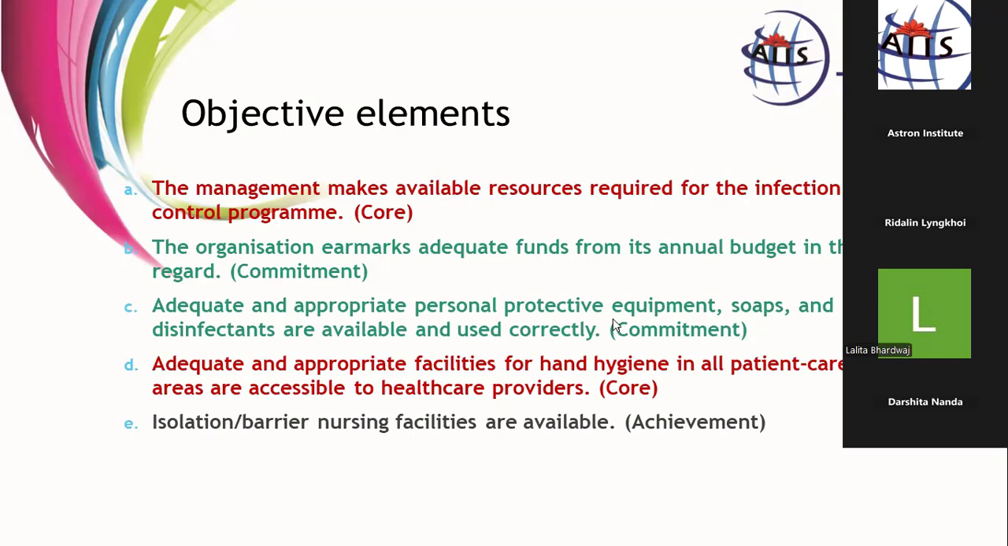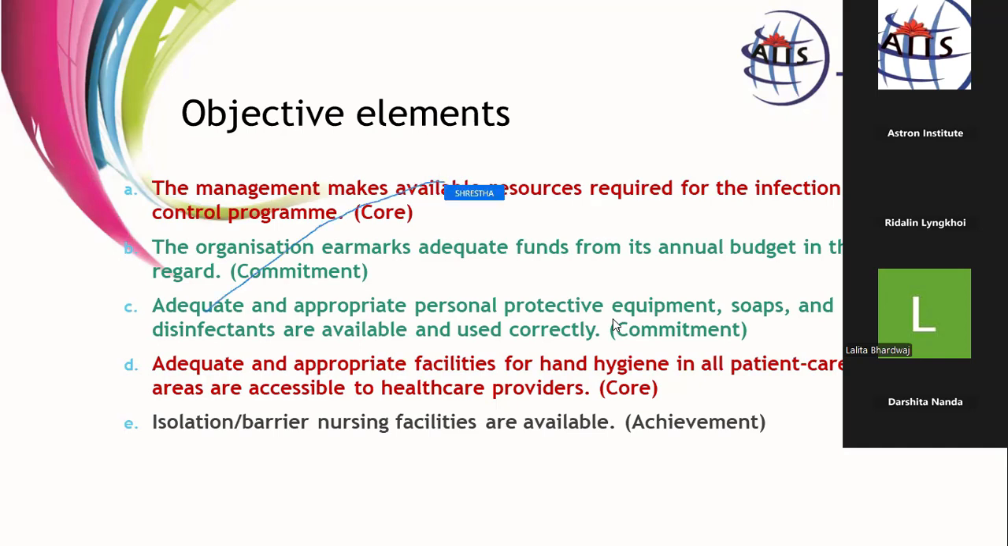Next is isolation and barrier nursing facilities are available. This is the achievement. Isolation means your organization will have a separate isolation room, isolation area, or a particular isolation ward for the infected patients, like contact, droplet, or airborne disease, which we have to control, and we have to break the mode of transmission. For that, your organization will provide you the particular isolation area.